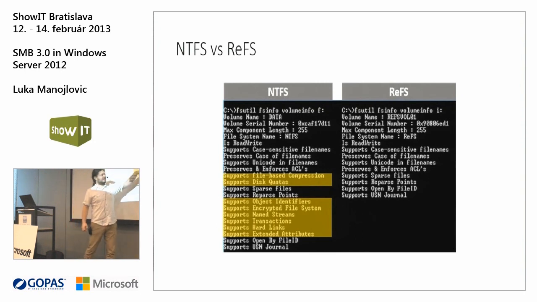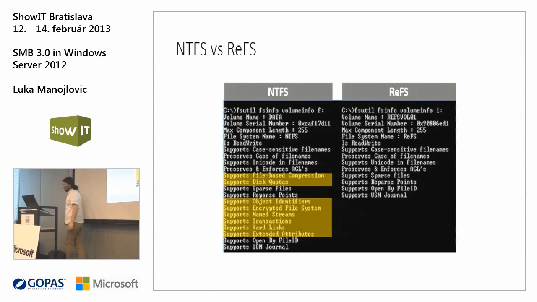Okay, you see the things that are supported on one and another, but in the next versions of Windows Server and the next upgrades to the file system, they will try to put all these things that are missing also in resilient file system. So you can use it now, but with some limitations. Okay?